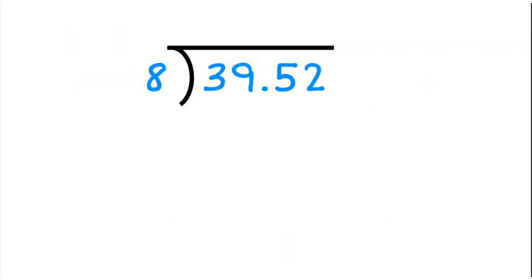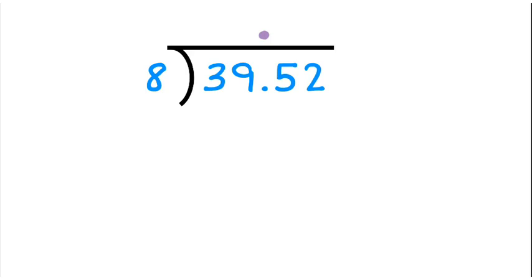So say I have this division here. I want to divide 8 into 39.52. So I want to just think about it as a whole number first, and then at the end I'll figure out where to put my decimal point. Okay, because that decimal point is going to stay in exactly the same position as it was.